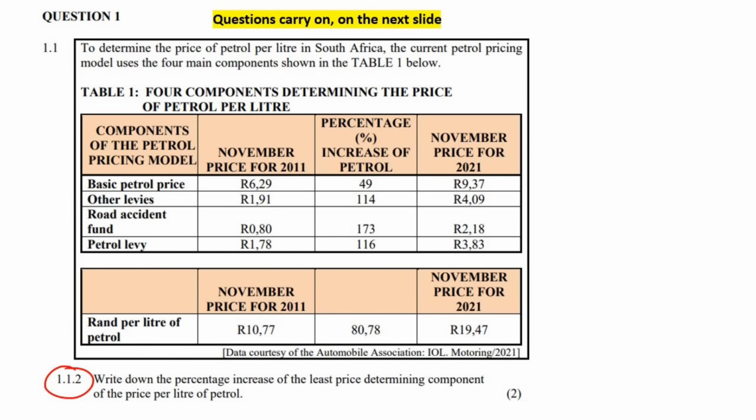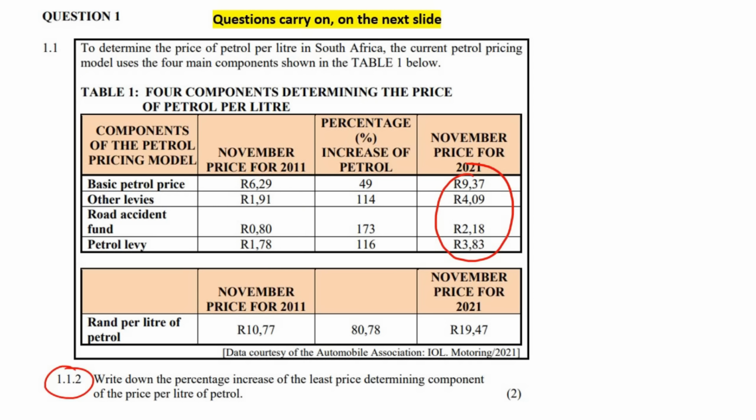The next part says, write down the percentage increase of the least price determining component of the price per litre of petrol. Okay, so they're saying which component contributes the least, and it'll be the same over here. Which one contributes the least?